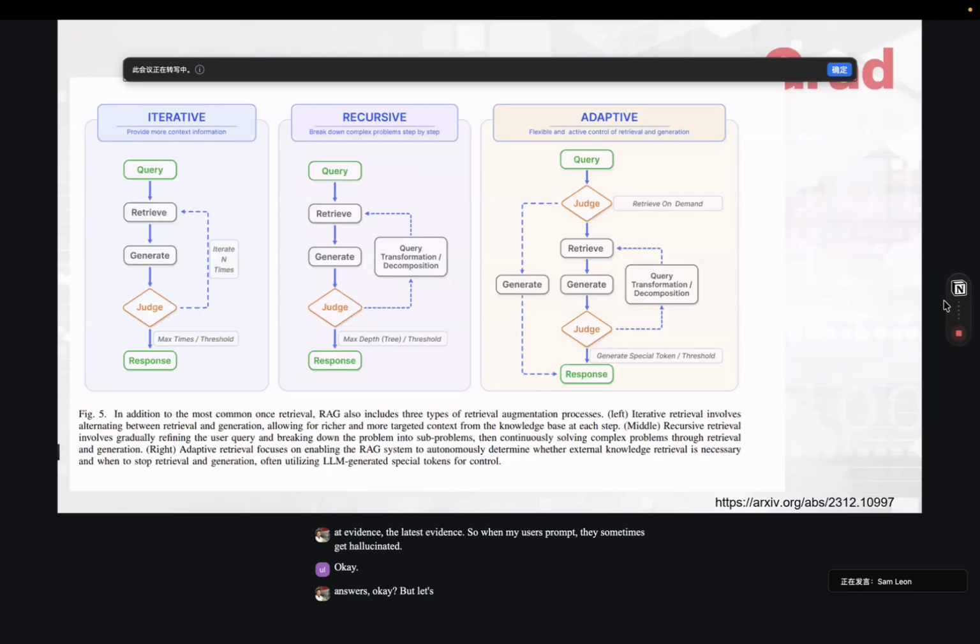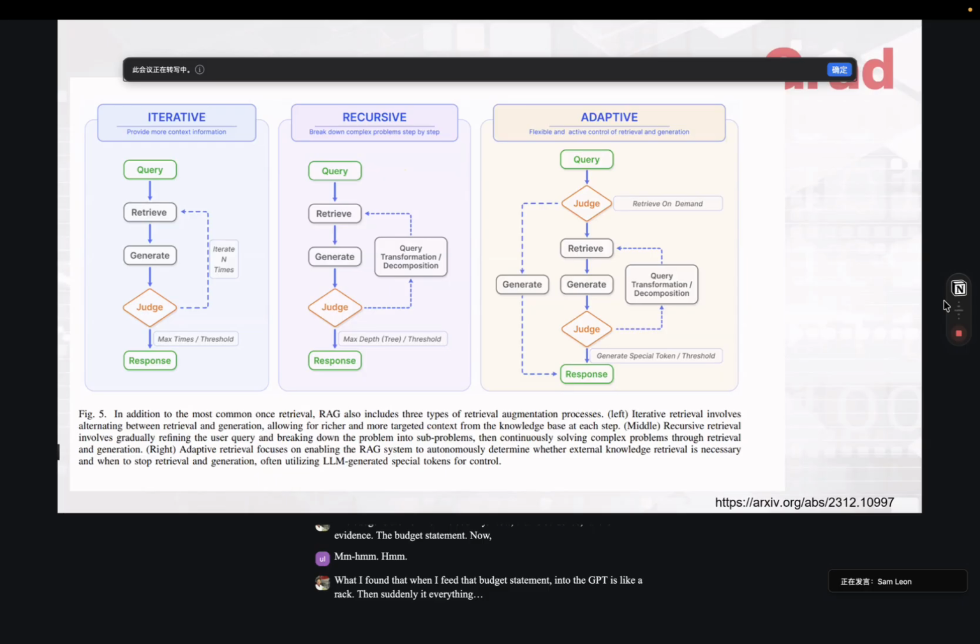But let's say last month, the Prime Minister revealed the budget statement for the country. Now that is real evidence, the budget statement. What I found is that when I feed that budget statement into the GPT, like a RAG, suddenly everything falls into place, the context. It draws the context of any queries, drawing information and evidence from the budget statement. This is what I discovered.